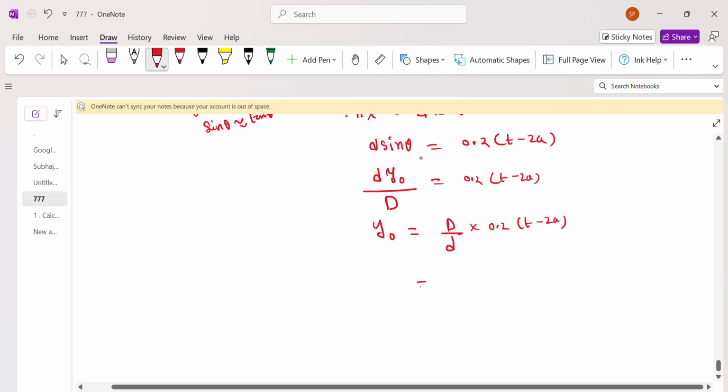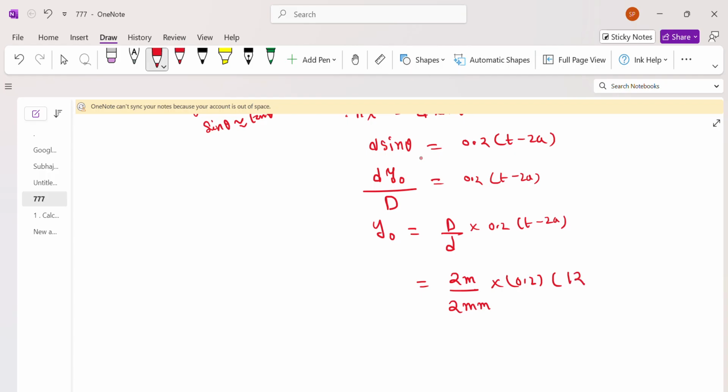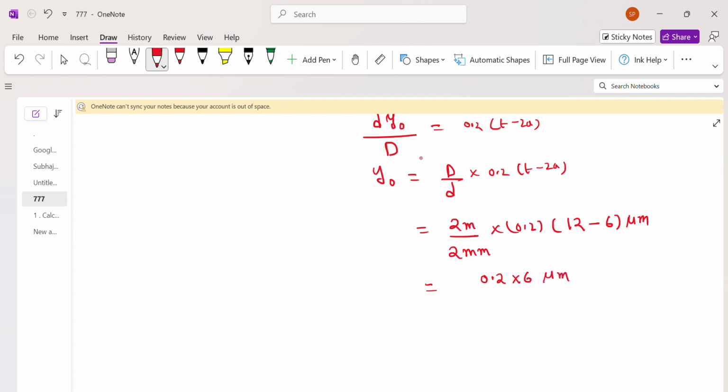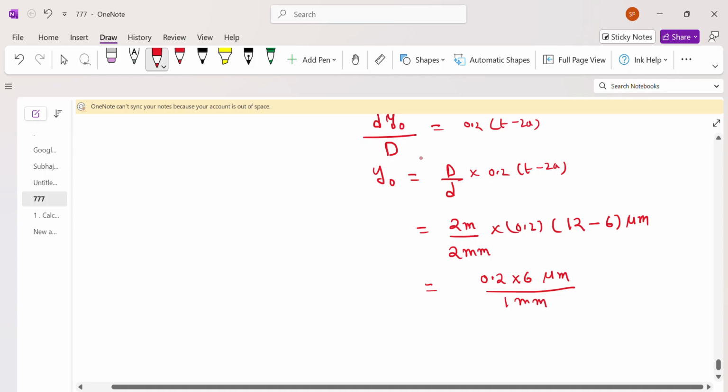Fine. Now what is this D? This D is 2 meter. What is this small d? This is 2 millimeter. And then there's 0.2, and t is what? t is 12, a is 3, so this is 6, but the unit is micrometer. Cool. So this will be 0.2 into 6 micrometer divided by 1 millimeter. So this will be 1.2 into 10 power minus 3 meter. So this is the y0. So y0 is 1.2 mm.